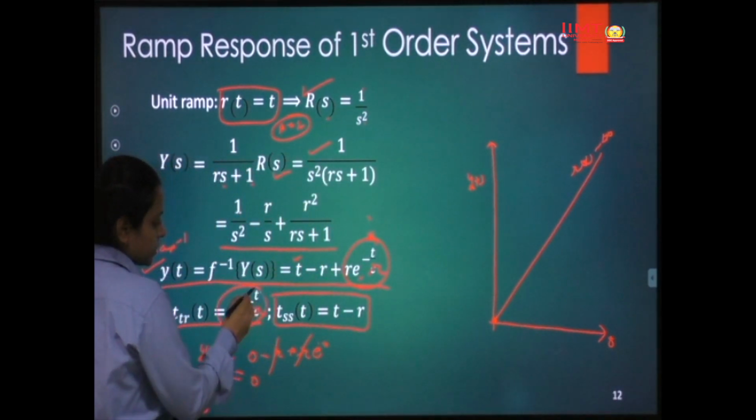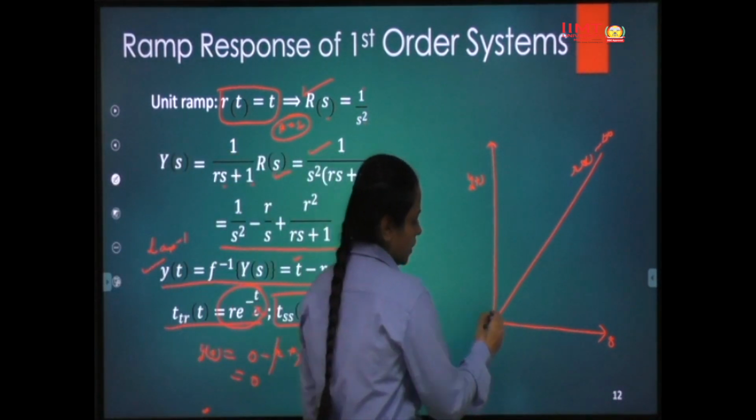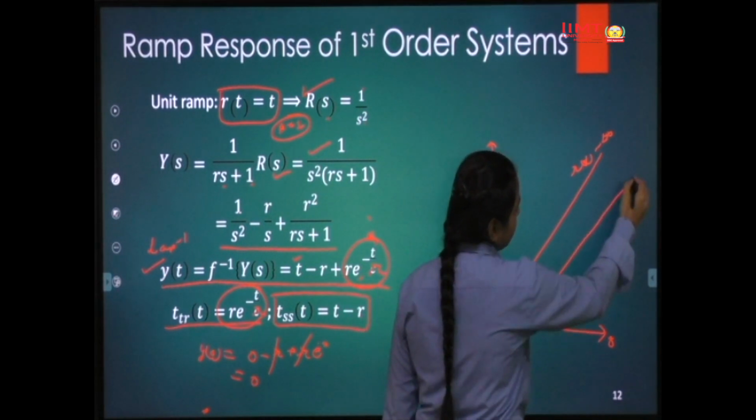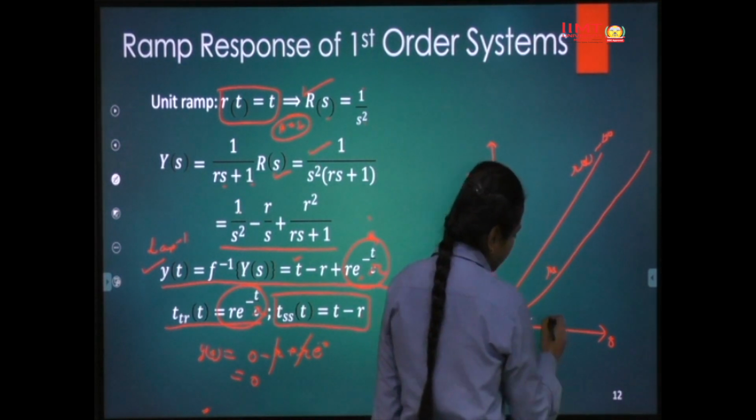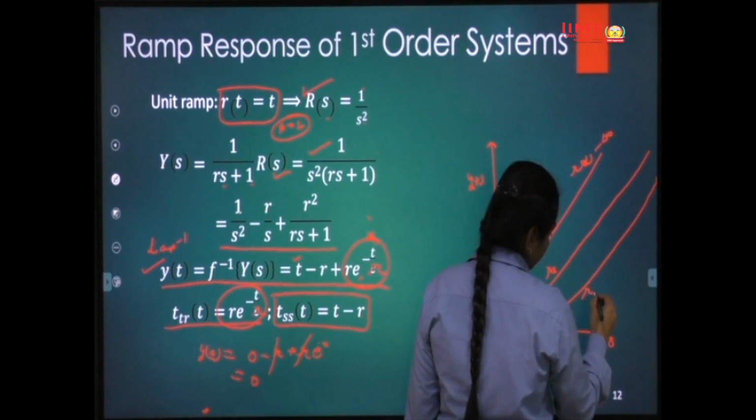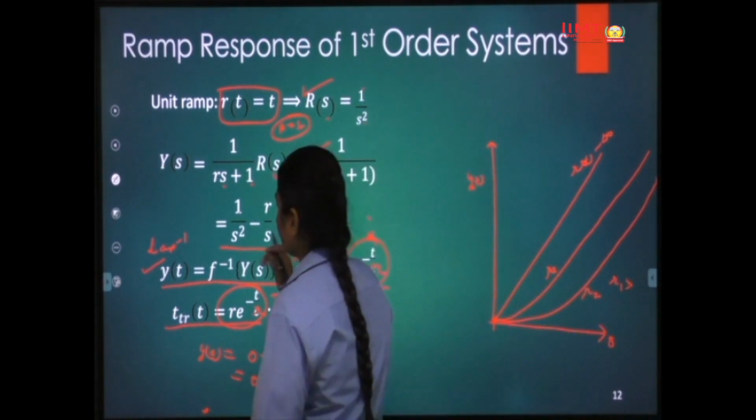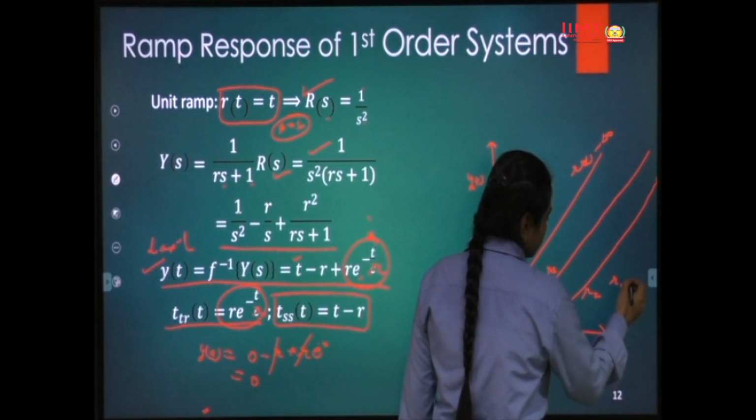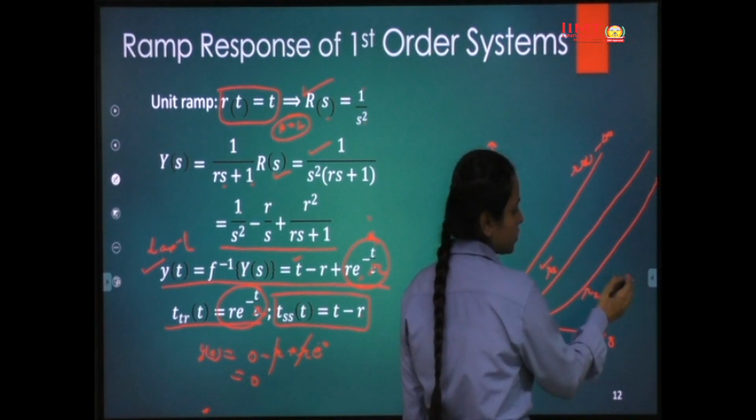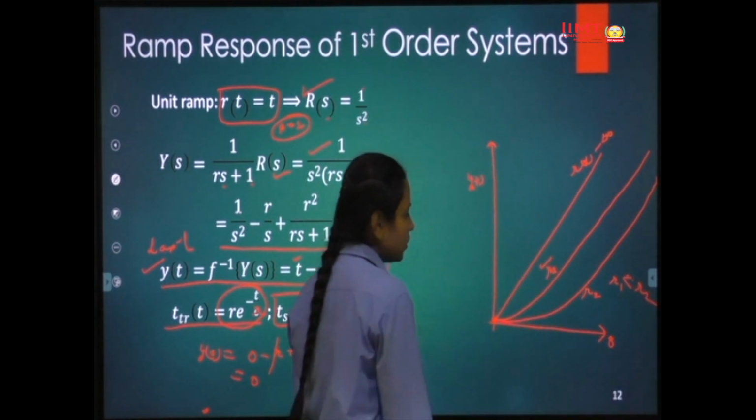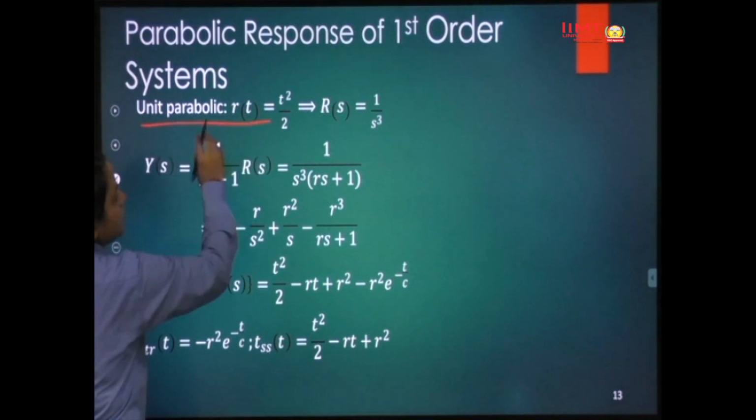and at t equal to infinity, this term would become 0 and this would become infinity. Okay, so we will get an output like this. Say this is for R equal to R1, and for R2, where R1 is less than R2. We will get this for R1, this is the faster response, since R1 is less than R2. Okay.